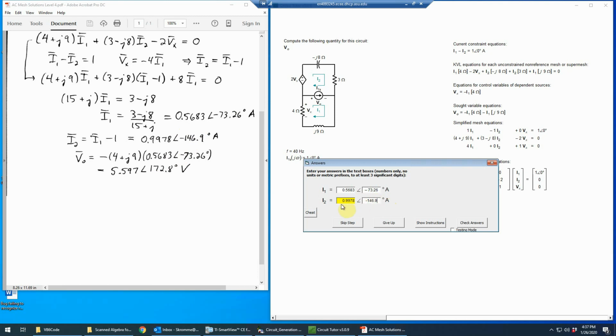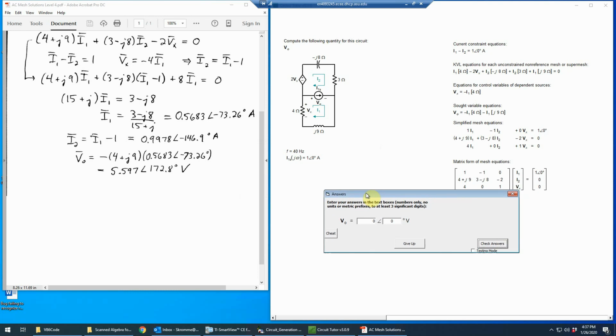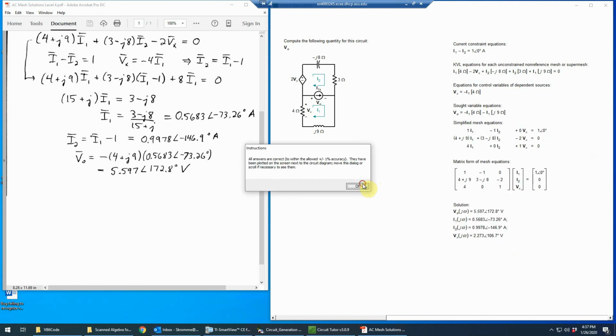And notice both the magnitude and the degree angle are marked wrong because the computer can't distinguish which one is wrong; it just always does both, basically. So check that. That's now correct. And then the final step would be to enter that SOT variable number, which we've already computed here. So that's going to be the 5.597, angle 172.8. And again, that's degrees and the volts is there. So we check that, and that is correct.